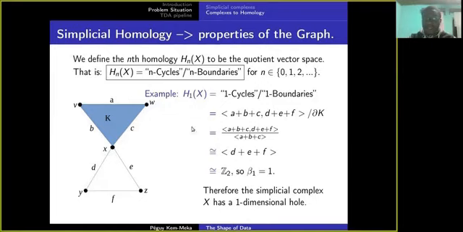Therefore, we can see that the first homology is just giving me the shape of my simplicial complex, since the Betti number 1 is 1. Hence, the simplicial complex X has a 1-dimensional hole.